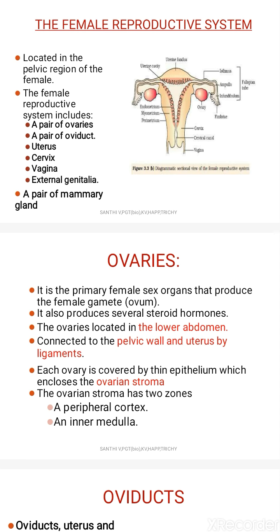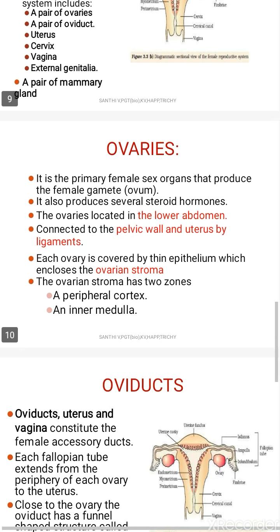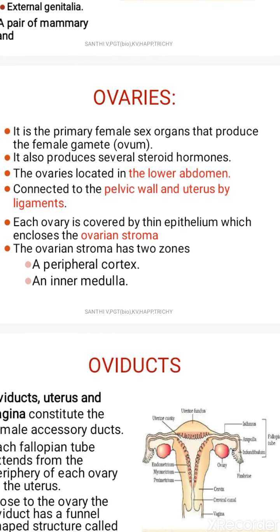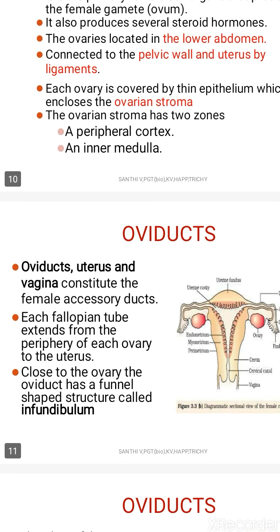Each ovary is covered by a thin epithelium that encloses the ovarian stroma. The ovarian stroma has two zones: the peripheral cortex, that is the outer side, and the inner one, that is the medulla. Cortex outside and medulla inside.